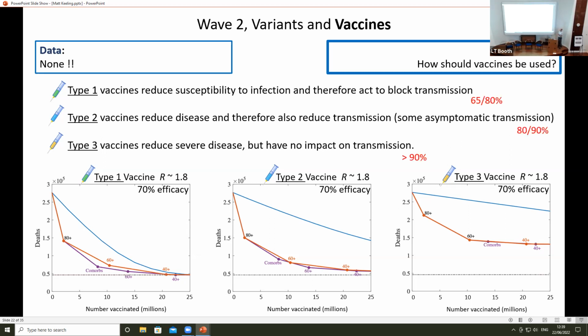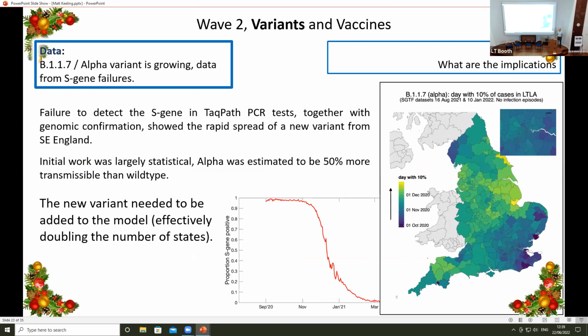Where do we actually live? Well, we're probably somewhere between the two because we're somewhere 1.5-ish, I would say, in the way that the vaccines act. Okay, I'm going to go slightly quicker.